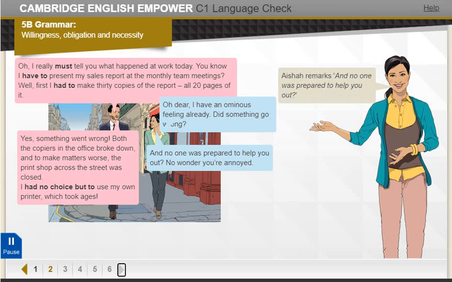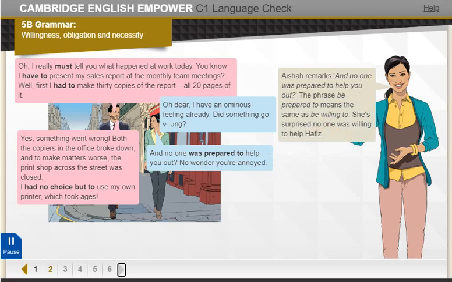Aisha remarks, and no one was prepared to help you out? The phrase, be prepared to, means the same as be willing to. She's surprised no one was willing to help Hafiz.